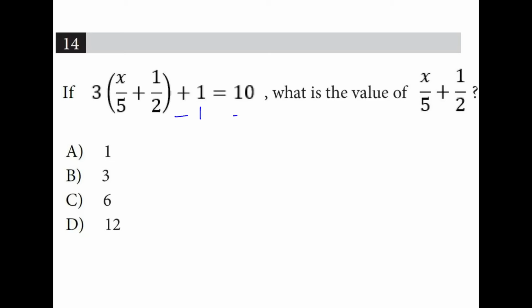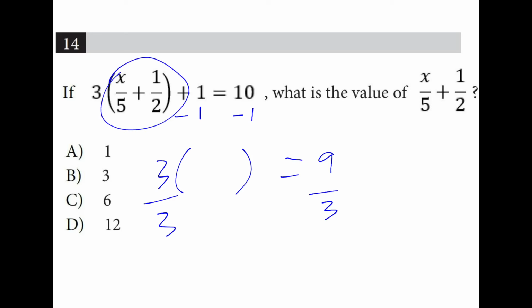First thing I'll do is subtract 1 from both sides. So I have 3 times this quantity is equal to 9. Then I'll divide by 3. And what's in the parentheses here, which is this, is now going to be equal to 3.